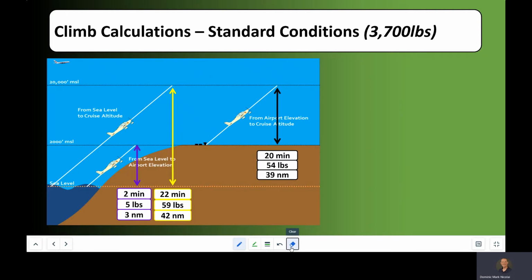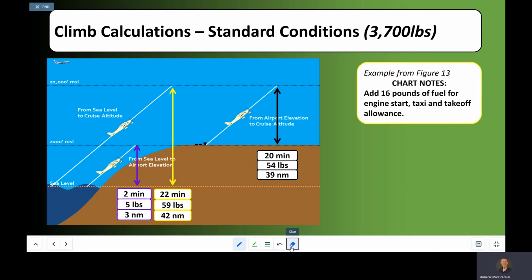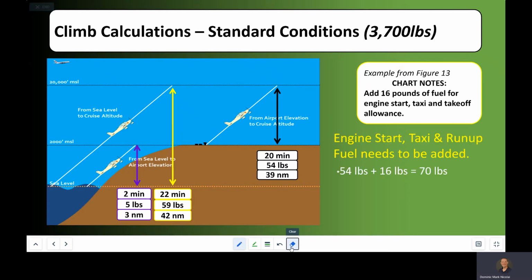Often the FAA is going to have you include one of the notes, and the note was to add a certain amount of fuel for engine start, taxi, and takeoff allowance. In this case, it's 16 pounds. So keep in mind, if you are departing from an airport, you are going to be adding on whatever they note for engine start, taxi, takeoff allowance. So we still have 20 minutes and the 39 miles, but our 54 pounds of fuel plus 16 now means our final answer is 70 pounds of fuel.